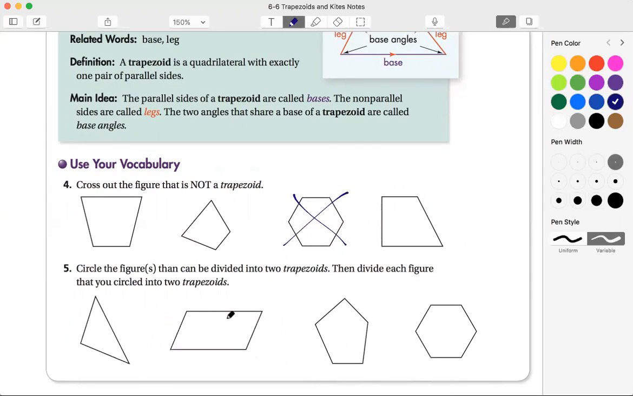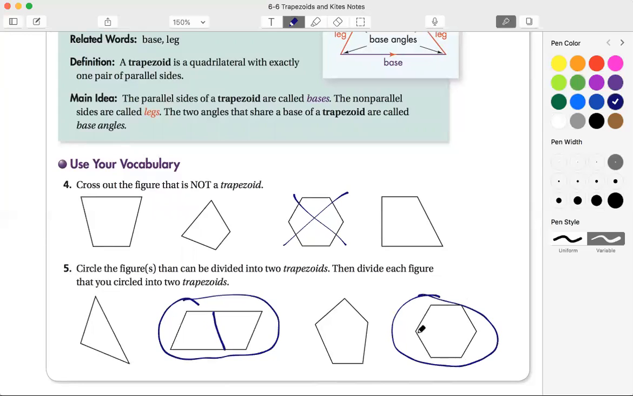Circle the figures that can be divided into two trapezoids, then divide each figure you circled into two trapezoids. So this can be divided if I put a line here. And then this can be divided if I put a line here.